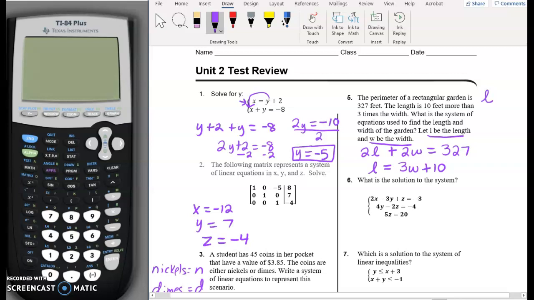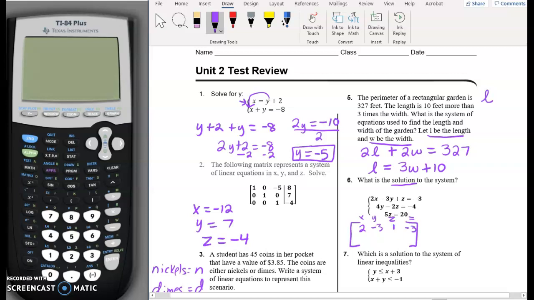Looking at number 6, it says, what is the solution to the system? So the solution would be whatever the values x, y, and z are. Since we have x, y, and z, let's plug this into a matrix. I have 3 equations, so I'm going to have 3 rows, and I have 3 variables. So if I have a column for x, y, z, and then my solution, my equals, I'm going to have 4 columns. To fill this in, x is 2, y is -3, z is 1, equals -3.